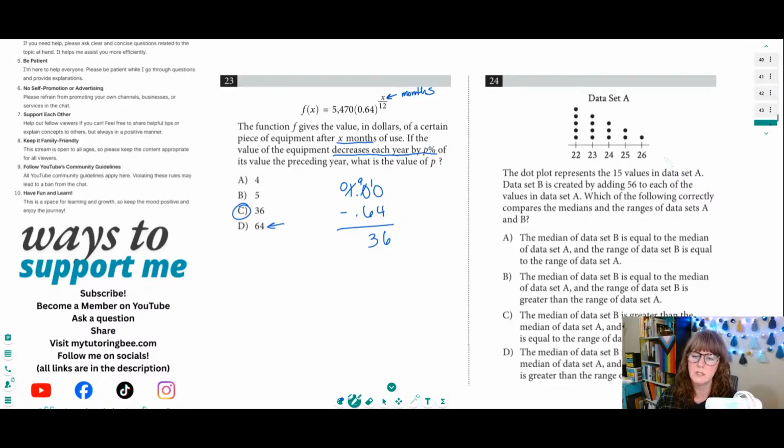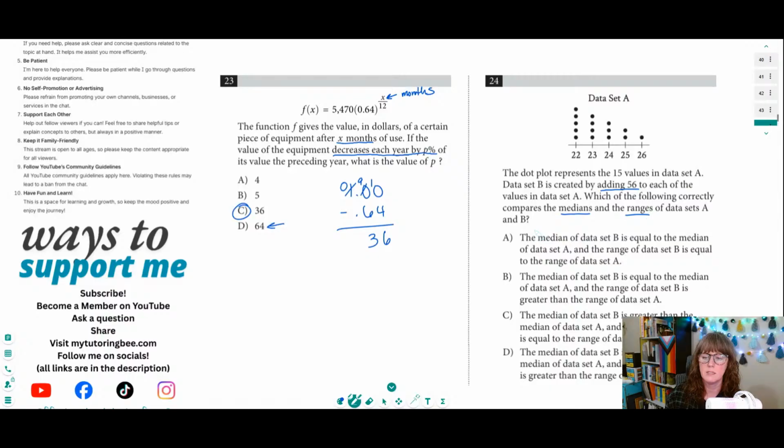All right, let's go on to 24. We've got a dot plot here. The dot plot represents the 15 values in data set A. Data set B is created by adding 56 to each of the values in data set A. Which of the following correctly compares the medians and the ranges of data sets A and B?